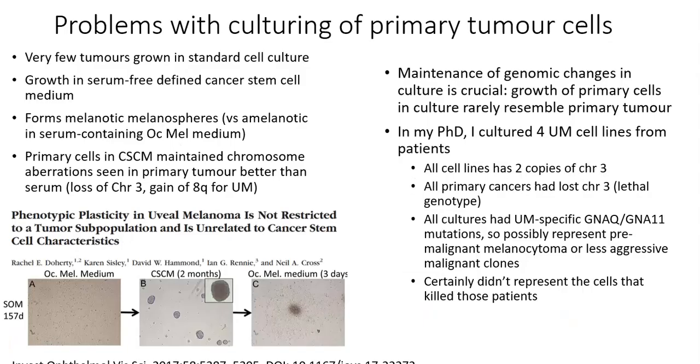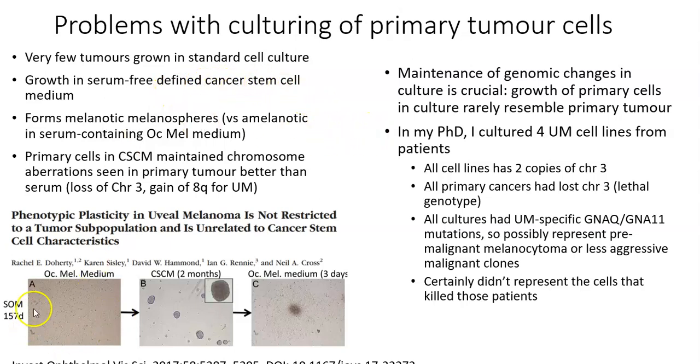Now, there's a real problem with growing primary cancer cells in the lab, and that is that if you take out someone's tumour, put it into standard cell culture, the vast majority of them will not grow. And those that do grow will not necessarily represent the genotype of the tumour from which those tumour cells came from. So what we have to do is grow the cells in serum-free defined medium, what we call cancer stem cell medium.